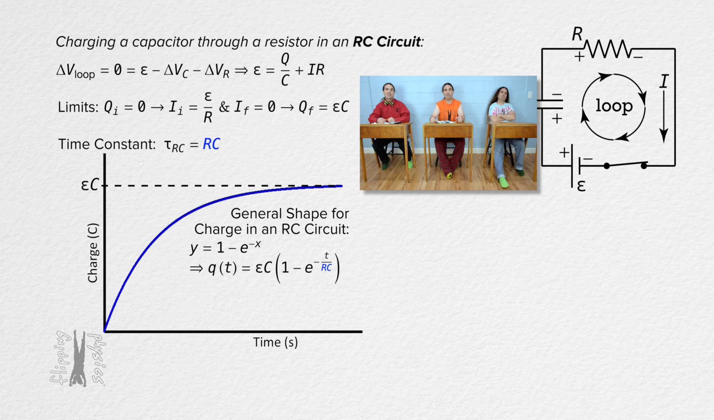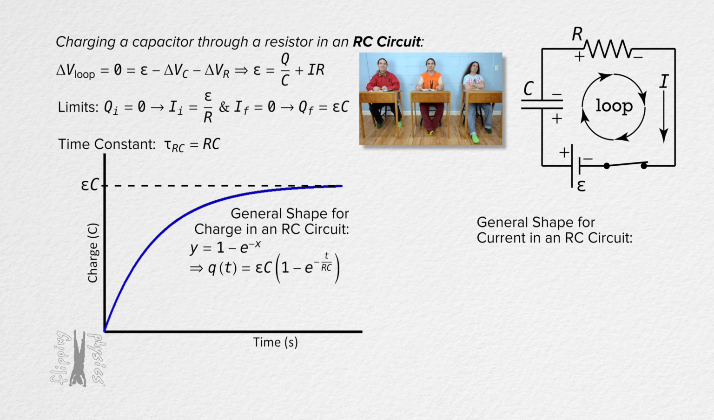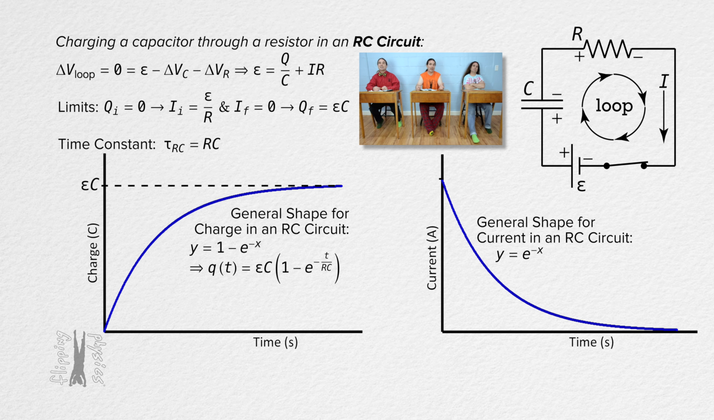And we know that the equation for current as a function of time has the general shape of the equation y equals e to the power negative x. That means the equation for current as a function of time, which equals the derivative of charge with respect to time, equals the maximum current, or EMF over resistance, times e to the power negative time over resistance times capacitance.